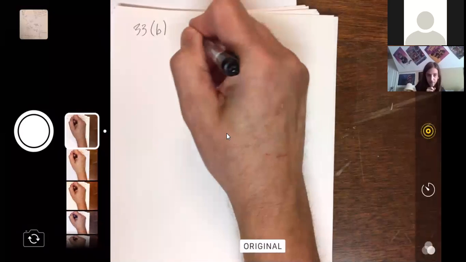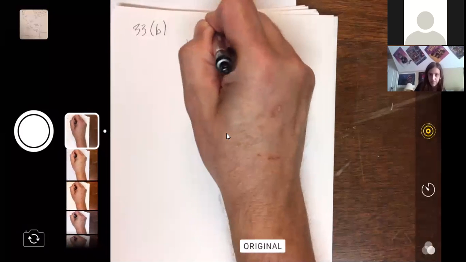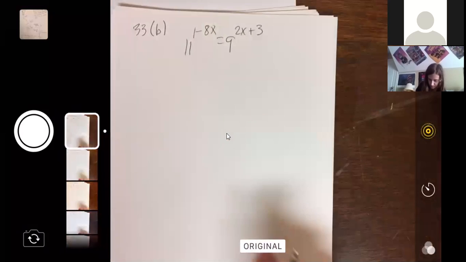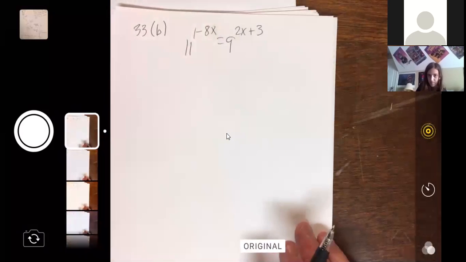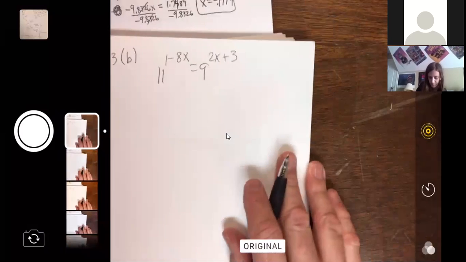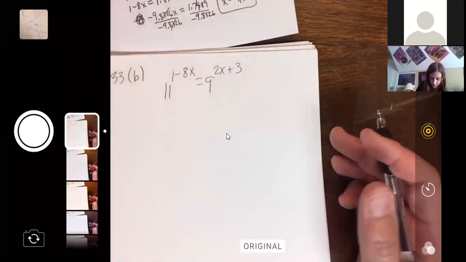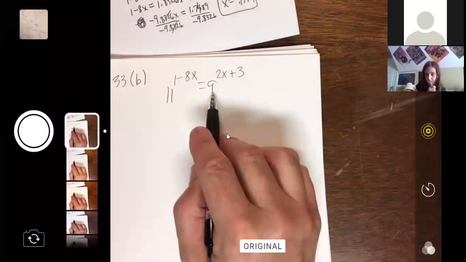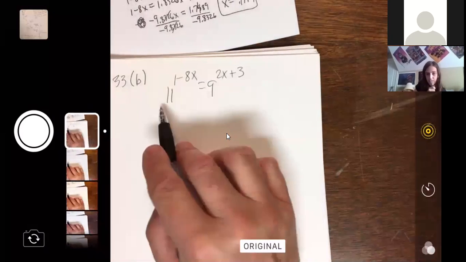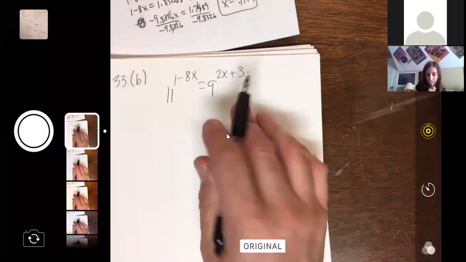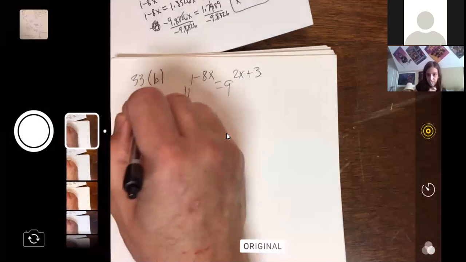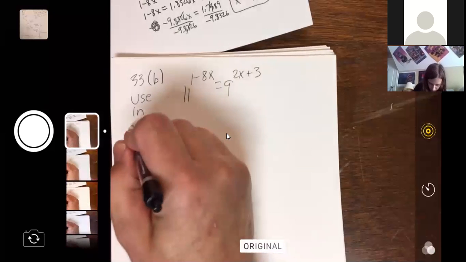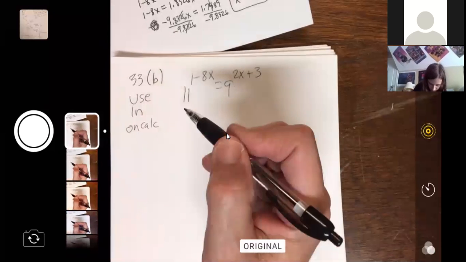11 to the 1 minus 8x equals 9 to the 2x plus 3. Yeah, this one is a little longer. Again, you've got a base 11 here and a base 9. You could use either one on both sides, but I don't mess with it. I use LN just because it's on the calculator.